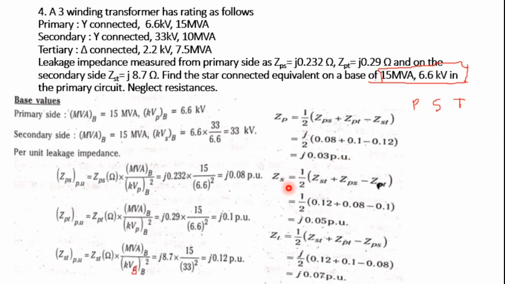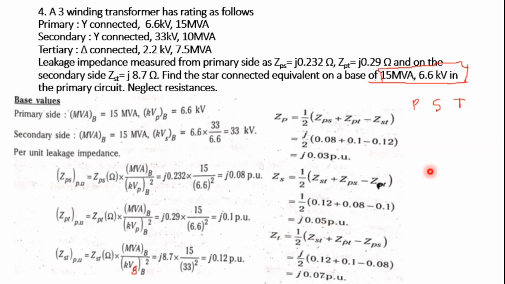So similarly ZS is equal to ZSP, or you can make it ZPS, plus ZST, and also subtract the primary to the tertiary, that is minus ZPT or ZTP, whatever we have. Substitute these values, you will get 0.05 per unit value.